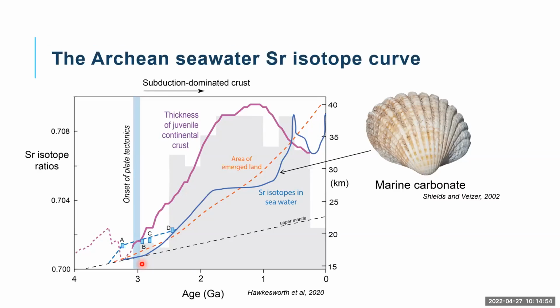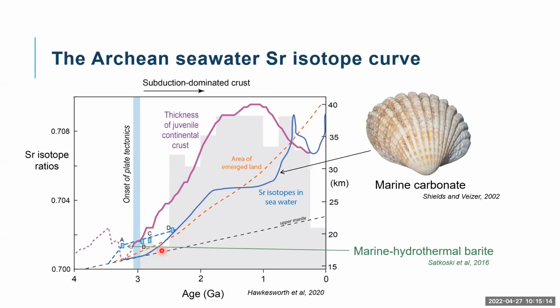From that, people have argued that this is because there were no continents around until the Neo-Archean, until about 2.7 billion years ago, and plate tectonics started late. And so there's been quite a lot of conclusions drawn from that strontium isotope curve.